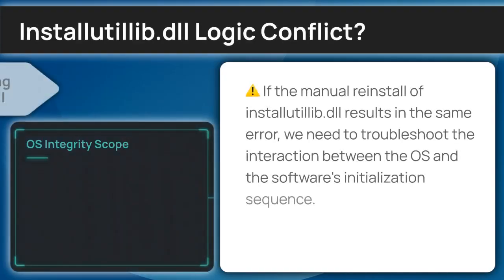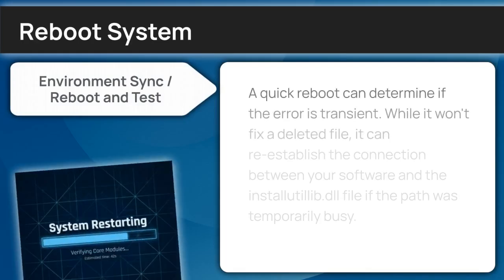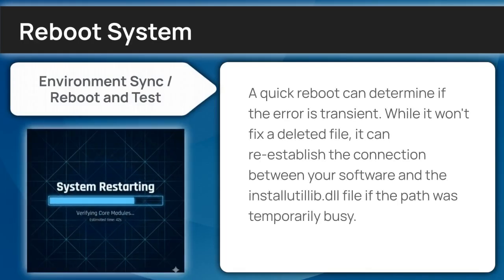Should the file remain missing after a reinstall, we need to ensure that the operating system is forced to re-index its shared library paths. A full system restart clears the temporary memory cache and allows Windows to attempt a fresh initialization of all required libraries, including InstallUtil.lib library.